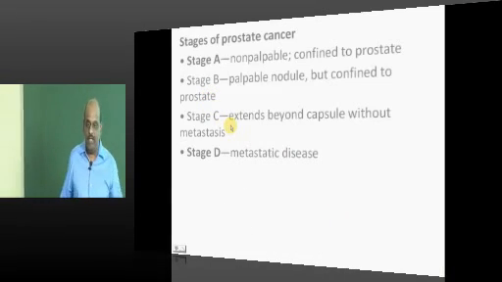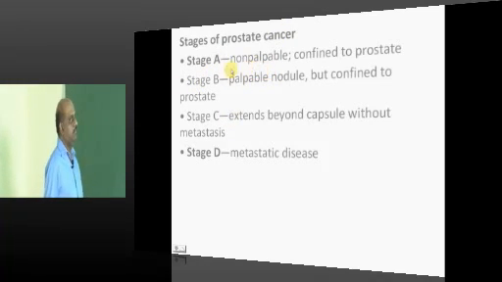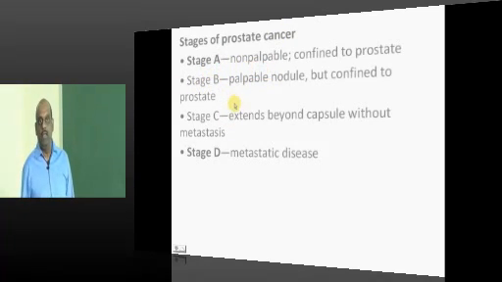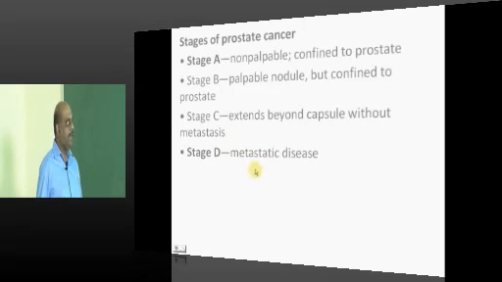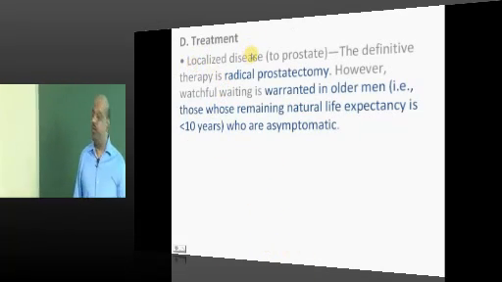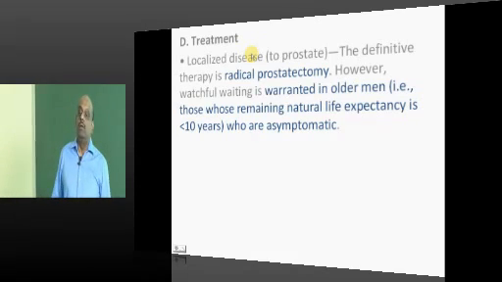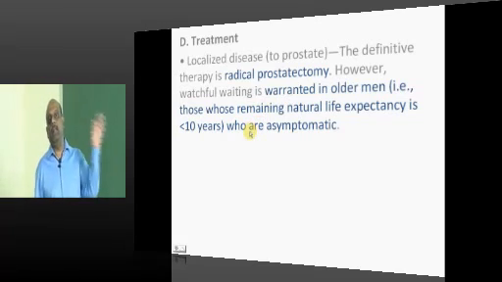So how do you stage prostate cancer? Confined only to the prostate, non-palpable, is stage A. A palpable nodule but confined to the prostate is B, beyond the capsule is C, metastatic is D. That's how you broadly divide. How do you treat? The definitive therapy is radical prostatectomy.